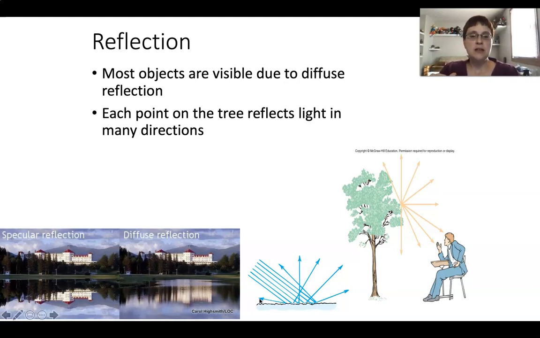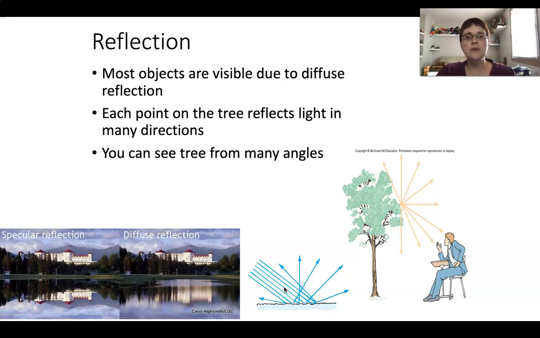You can see the same sort of thing happening down here, where instead of a nice smooth surface, we have a rough surface. So think about gravel or grass, something like that. The light comes in at that angle, but none of it really goes back out at the exact angle in the other direction. It bounces in all different directions. And so this is diffuse reflection. So you can see the tree from many angles. You can see the gravel from many angles because of this diffuse reflection. It spreads that light across a big area.